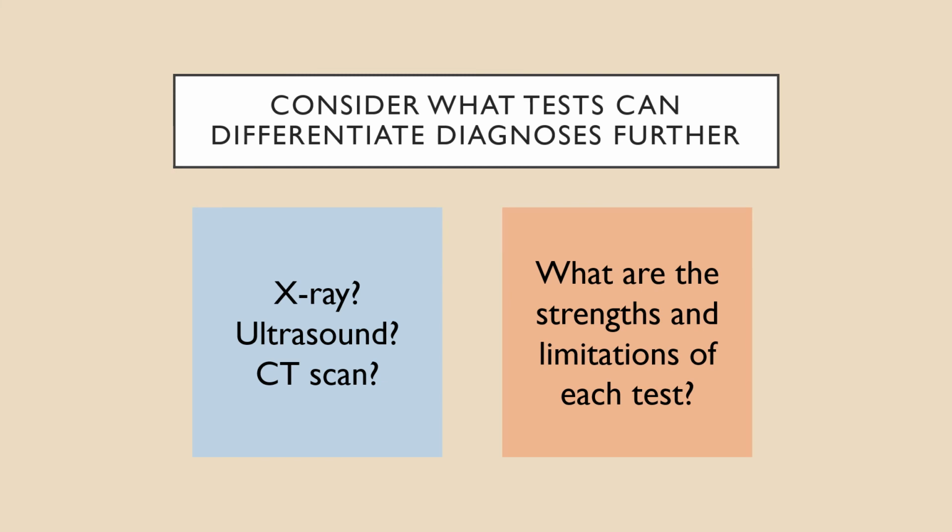In the next step, consider what tests can differentiate the diagnosis further. How about an X-ray, an ultrasound? How about a CAT scan? Consider the strengths and limitations of each test when deciding. Going into detail about this right now is outside the scope of this talk. Regardless, at this point, you should be able to present to your resident or your attending.